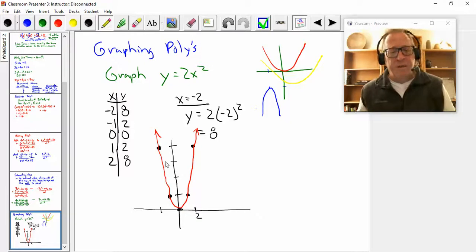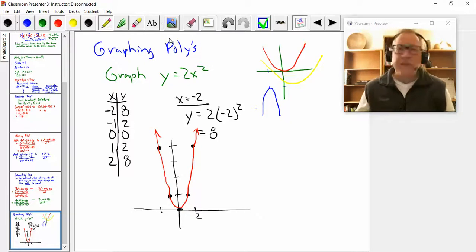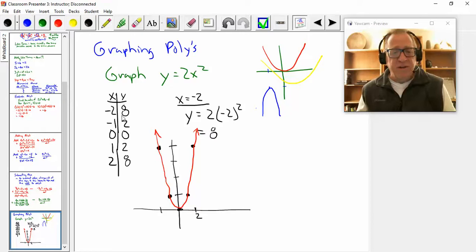There's our parabola. What have we done? We've not done anything that we haven't done before. Simply made a t-table, plugged in values of x, solved for y using our newfound expertise with exponents. There you have it. Okay, folks. I guess that's all I wanted to say about this section.